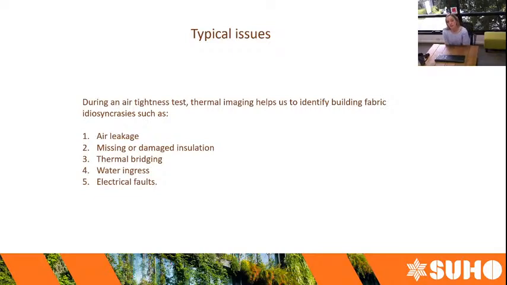The things that we find during an air tightness test are air leakage, missing or damaged insulation, thermal bridging. They're the 3 most common ones that I find. Water ingress and electrical faults can also be picked up on a thermal camera. That's not really my job to look for those things. However, if I did find them, I would certainly let the client know.